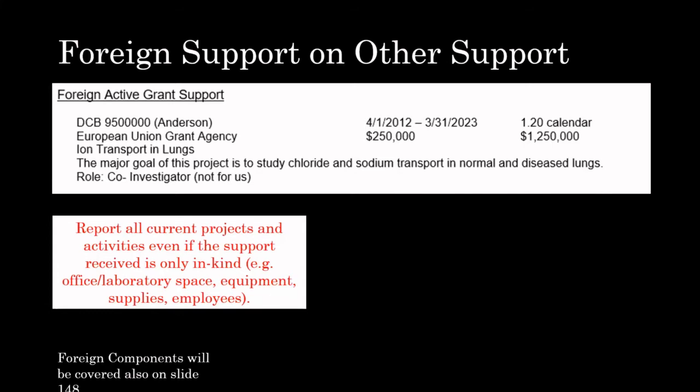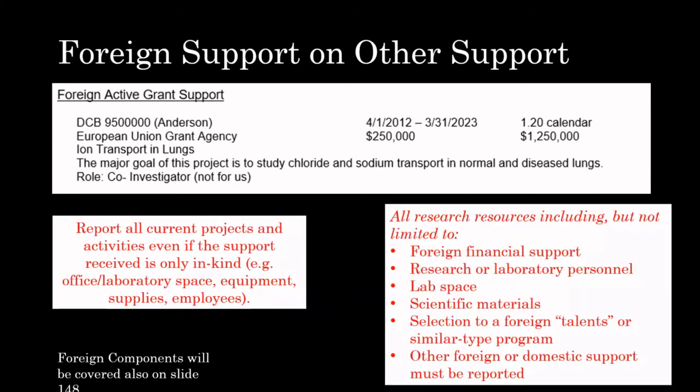NIH requires full transparency and full disclosure when it comes to any funding sources that a PI must or may have when it's regarding foreign support. And all research resources, including but not limited to foreign financial support, research or laboratory personnel, lab space, any scientific materials, selection to a foreign talent or similar type program, or other foreign or domestic support must be reported. Like I said, it's always better to over-report here than to under-report.